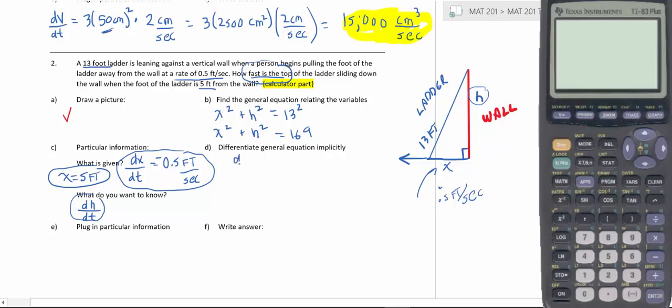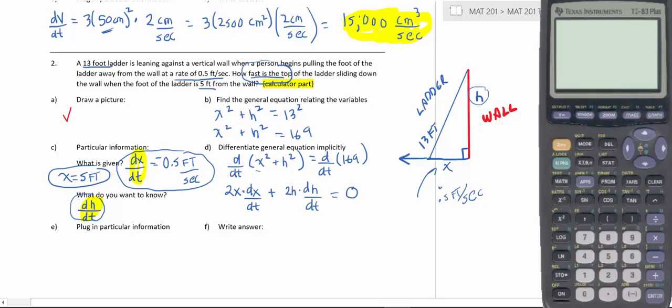So we're going to differentiate this equation, x squared plus h squared, with respect to time. We have to be careful about our implicit differentiation. Remember, when you implicitly differentiate, those two things are going to pop up. So when we do this, the derivative of x squared is 2x. However, the variables don't match, so we have to multiply that by dx over dt by the chain rule. Then we differentiate h squared, which is 2h. And again, the variables don't match up, so we have dh over dt. And then this is the derivative of a constant, so that's going to be 0.